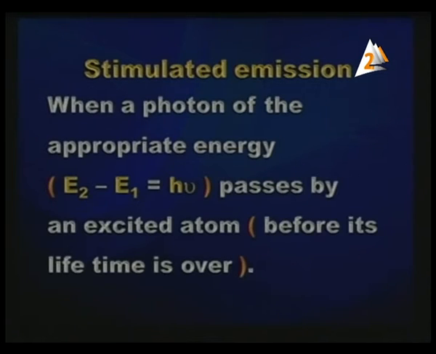And now talking about the emission which produces laser. We call it stimulated emission. When a photon of the appropriate energy, as I mentioned before, it is the difference between the ground state and the energy of an excited state, E2 minus E1, which is equal to h nu, h Planck's constant, nu is the frequency. When a photon of the appropriate energy just passes by an excited atom before its lifetime is over, what happens?